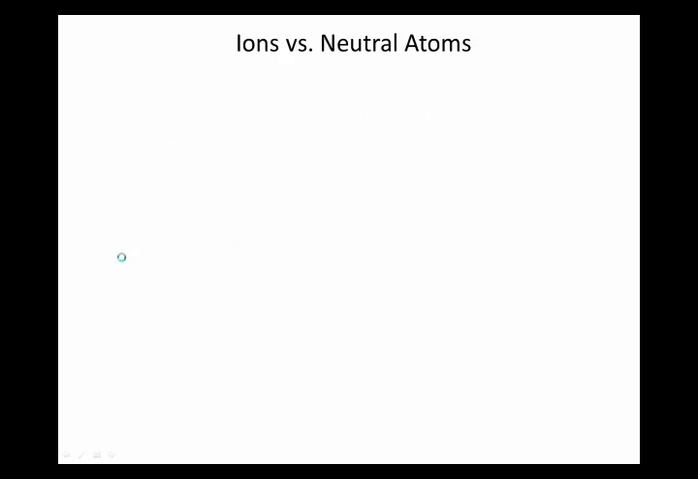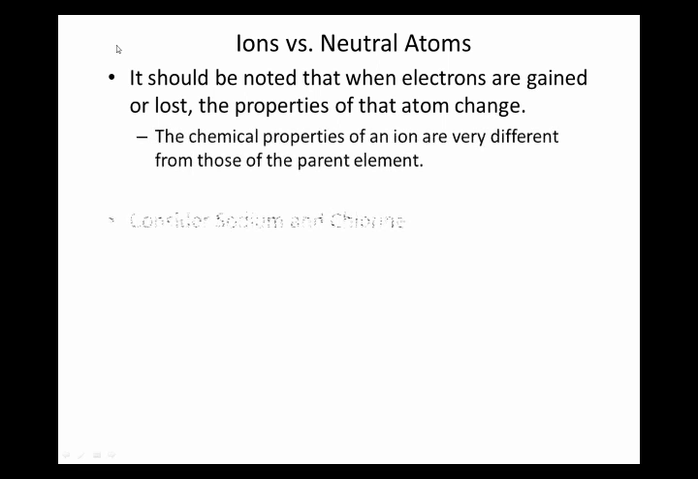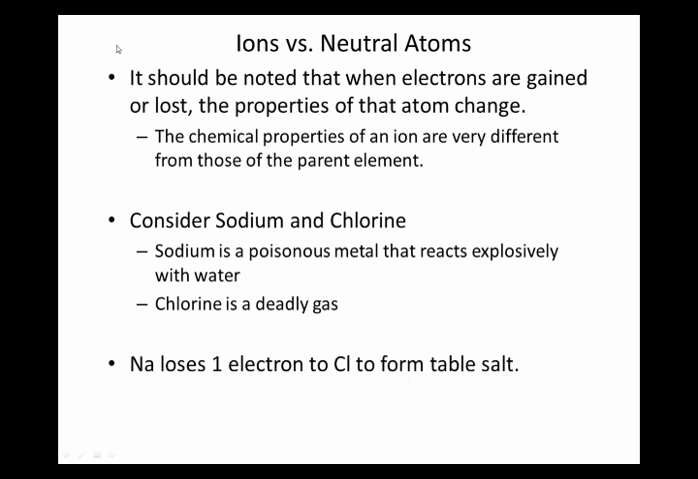Now, it should be noted that when electrons are gained or lost, the properties of the atom change completely. They're very, very different. So here's a good example. Consider sodium and chlorine. Sodium is a poisonous metal that reacts explosively with water. Chlorine is a deadly gas that's actually been used as chemical warfare. Sodium will lose 1 electron to chlorine. So sodium loses an electron, chlorine gains an electron.